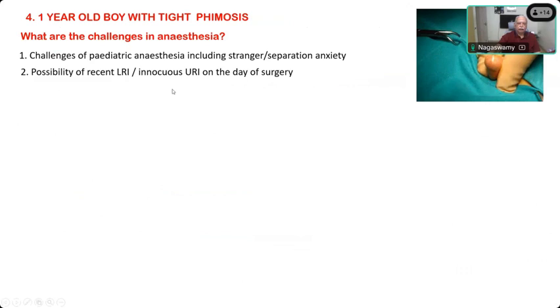Supposing the child has a running nose on the day, and the mother says, till yesterday night the child was perfectly all right, only this morning it is having a running nose. How to distinguish between an infective LRI and an innocuous URI? Sir, by history and by the character of the secretion, by auscultating.